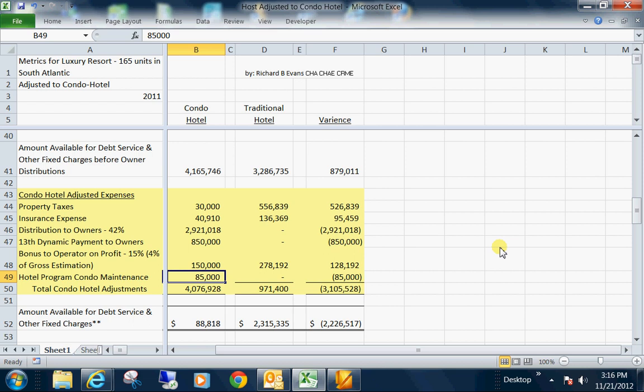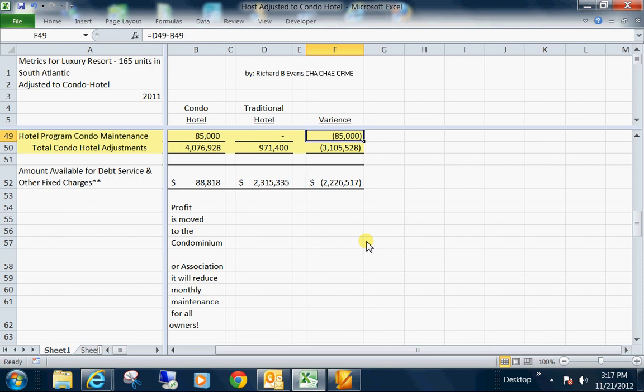Just like property taxes, commercial units have a factor to them. It's often much, much less than what you as unit owners pay, and they need to pay those in, and they also need to pay special assessments the same way, but in a much lesser amount. So in this case, you see that because the traditional hotel does not incur that cost, there's an additional $85,000 that's spent through the hotel program.